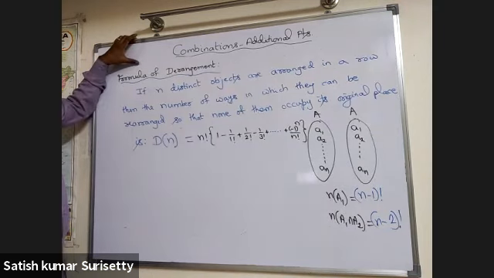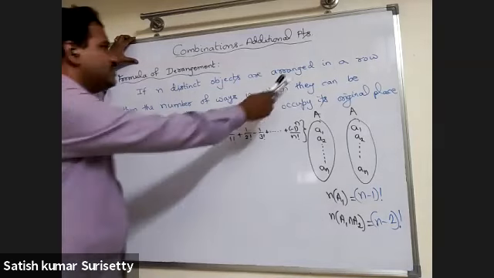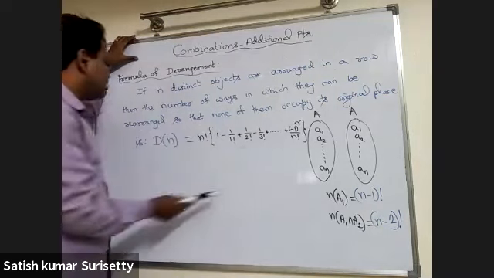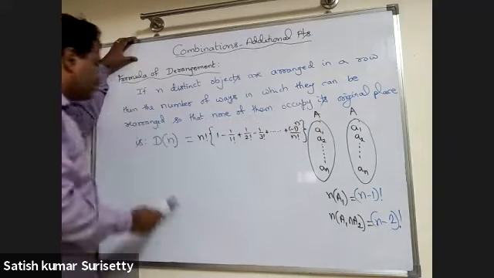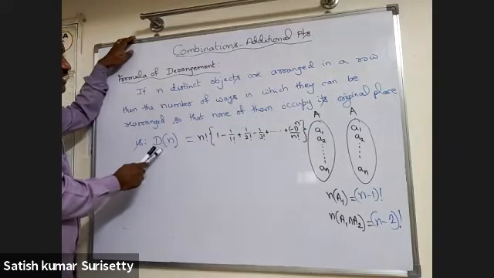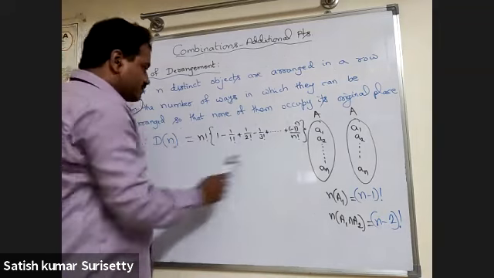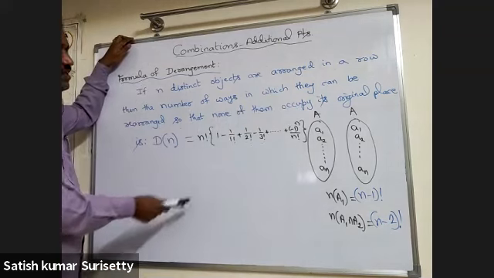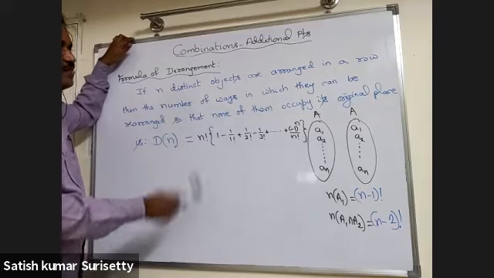So now the formula for derangement is: if n distinct objects are arranged in a row, then the number of ways in which they can be rearranged so that none of them occupies its original position is denoted by D of n, that is, the derangement of n distinct objects. Now this formula can again be derived using the inclusion-exclusion principle, that is what we discussed before for the number of onto functions. In exactly the same manner you can proceed.